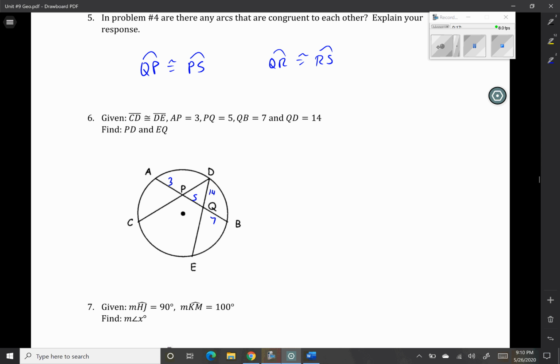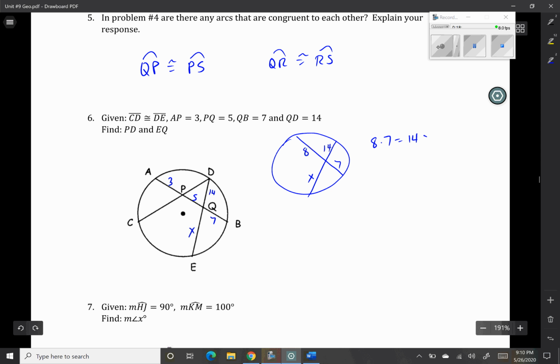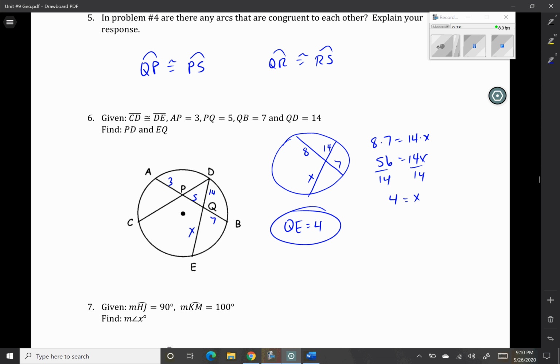EQ is going to be a little bit easier to find first. So let's just redraw this circle and ignore segment CD. If I redraw this circle and draw AB and DE, I know the distance from A to Q is 8. I know the distance from Q to B is 7. I know the distance from D to Q is 14, and I want to know this distance, QE. So I can say 8 times 7 is equal to 14 times x. So 8 times 7 is 56, equals 14x, divided by 14. And we get x is equal to whatever that comes out to be. I think it's 4. 56 divided by 14, we get 4. So I can say EQ is 4. So we did that one.